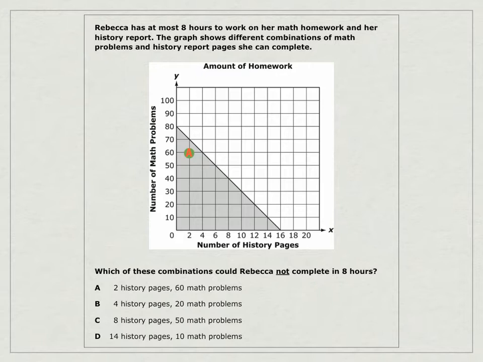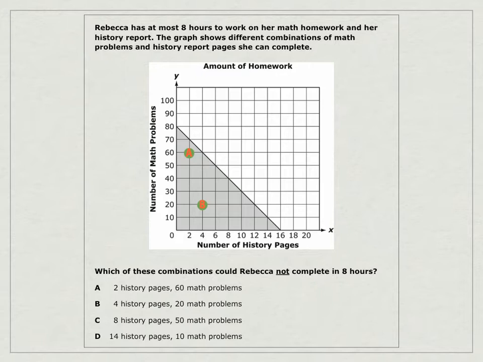B says 4 history pages and 20 math problems. When I go to 4 on the x-axis and 20 on the y-axis, I land on point B on the graph. Again, this point is in the shaded region. It is a combination that she could complete doing 8 hours of homework.